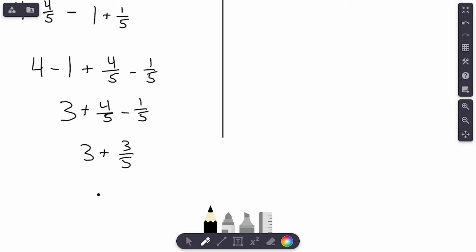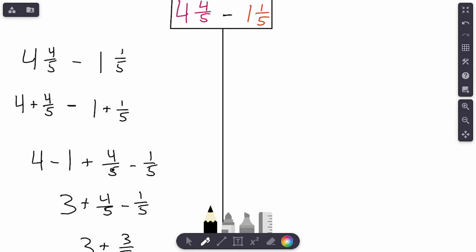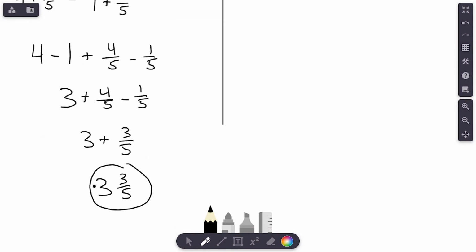Get rid of that addition symbol because we don't usually write it like that. And we're getting an answer of 3 3/5. So whenever we take 4 4/5 and we subtract 1 1/5, this is the answer we're getting. Okay, this is one strategy to solve.